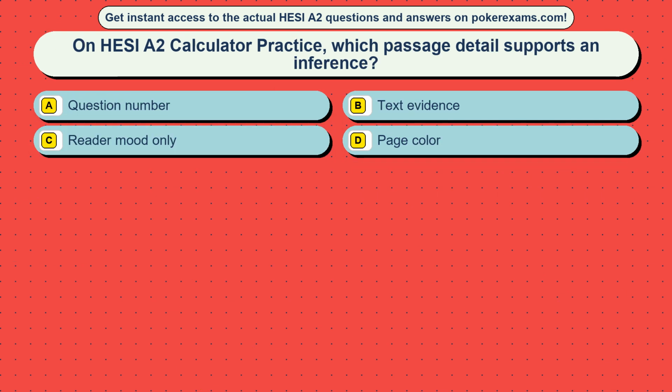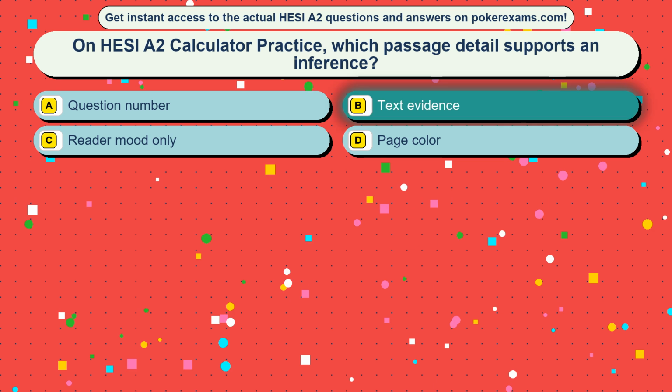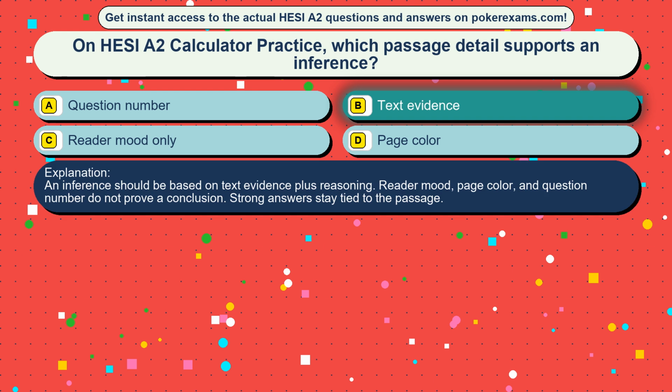Question 24. On HESI A2 Calculator Practice, which passage detail supports an inference? Option A, question number. Option B, text evidence. Option C, reader mood only. Option D, page color. The correct answer is option B, text evidence. An inference should be based on text evidence plus reasoning. Reader mood, page color, and question number do not prove a conclusion. Strong answers stay tied to the passage.